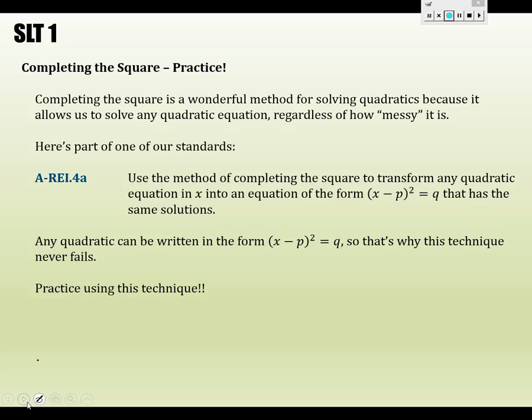Wait, what if we just need to do like one? Okay, okay. So we just need to do it. You can do it then if you like. I just know that tomorrow I'm going to give you one of these. You know what? I only want to do one.